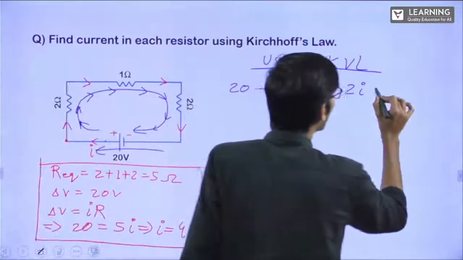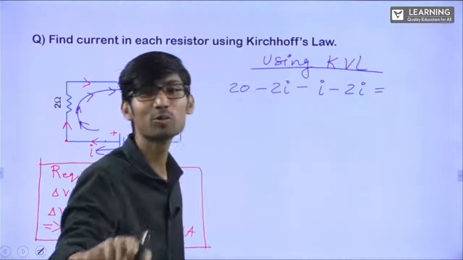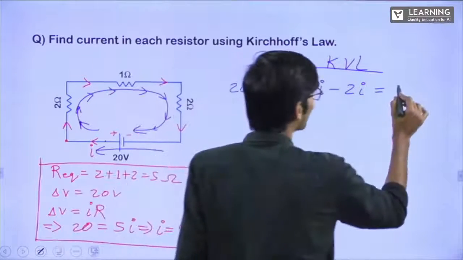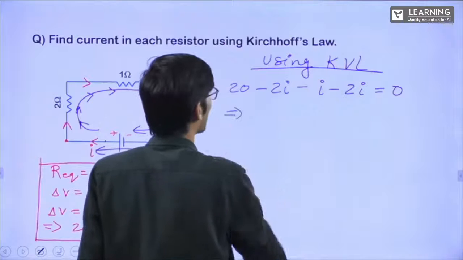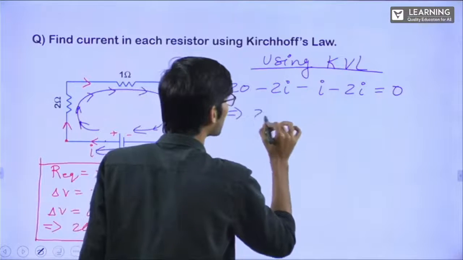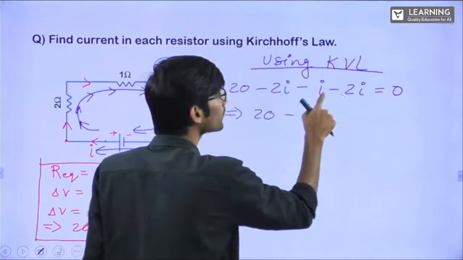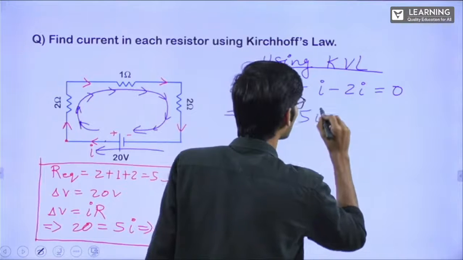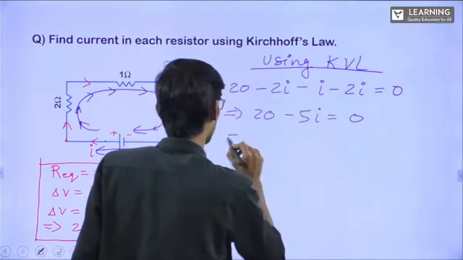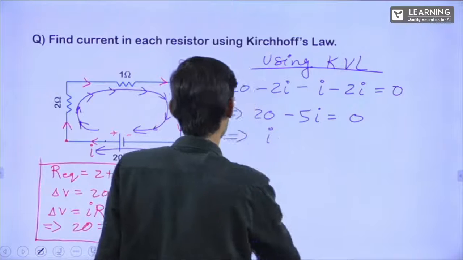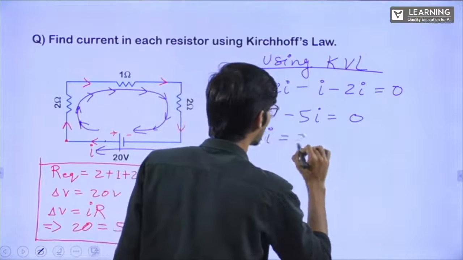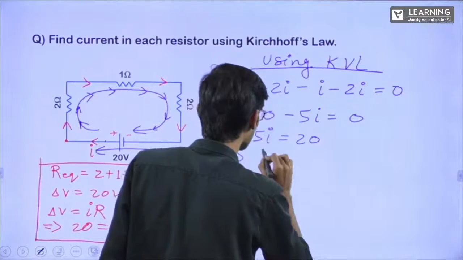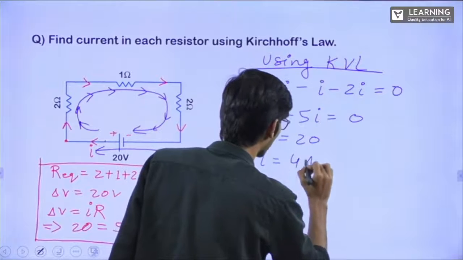So the sum of potential differences in a loop should be 0. Now just see. 20 minus 2I, 3I, 4I, 5I is equal to 0. 5I is equal to 20. I is equal to 4 ampere.